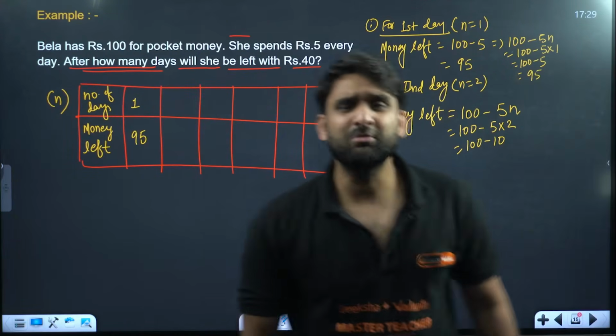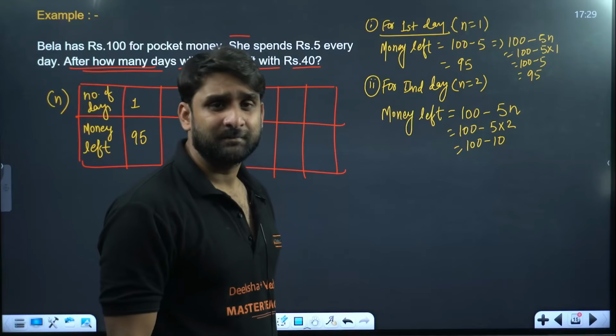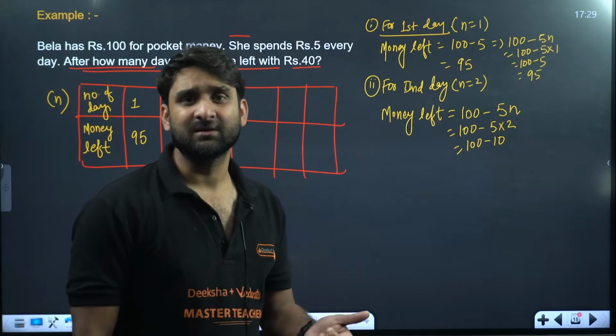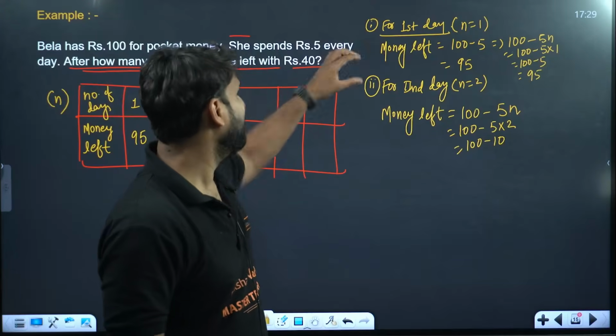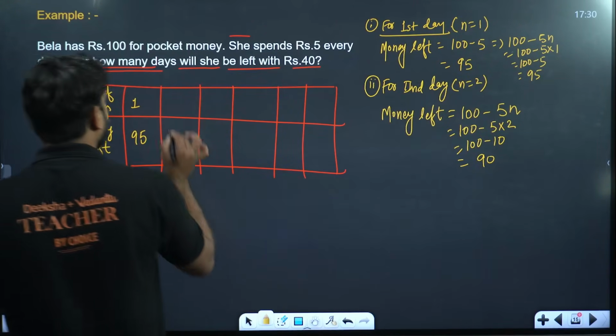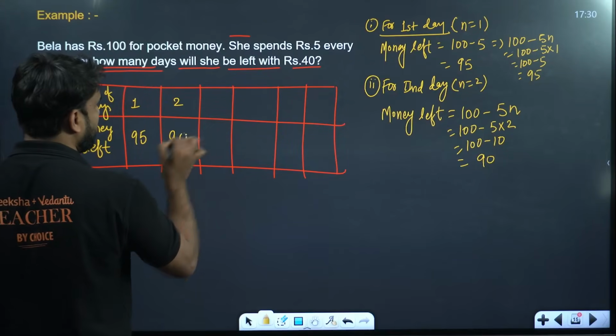In 2 days, how much money she may have spent? She might have spent how much money? Of course 10 rupees in 2 days, because she is spending 5 rupees every day. So how much money she has now? This is 90. So second day now she has 90 rupees.